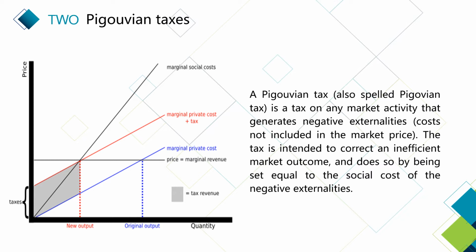We know people respond to incentive, so if we tax them so that they pay the full cost, they will reduce their consumption, thereby reducing the size of the negative externality. The diagram illustrates the working of a Pigouvian tax. A tax shifts the marginal private cost curve up by the amount of the externality.